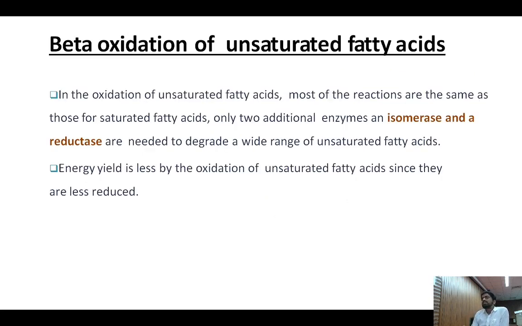What happens in the beta oxidation of unsaturated fatty acid? No need to know anything more. The reactions are normally the same, but two additional enzymes are required in this: isomerase and reductase. Just know that is the difference. Two more enzymes, isomerase and reductase, are required for beta oxidation of unsaturated fatty acid. Energy yield is less because the unsaturated fatty acid does not get fully reduced.